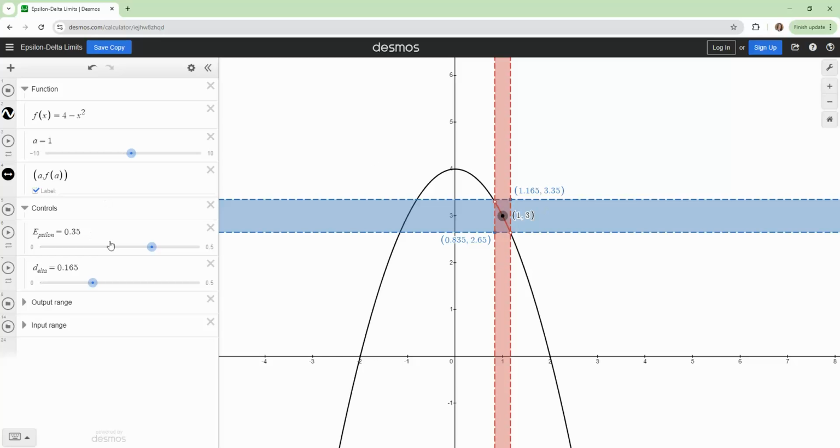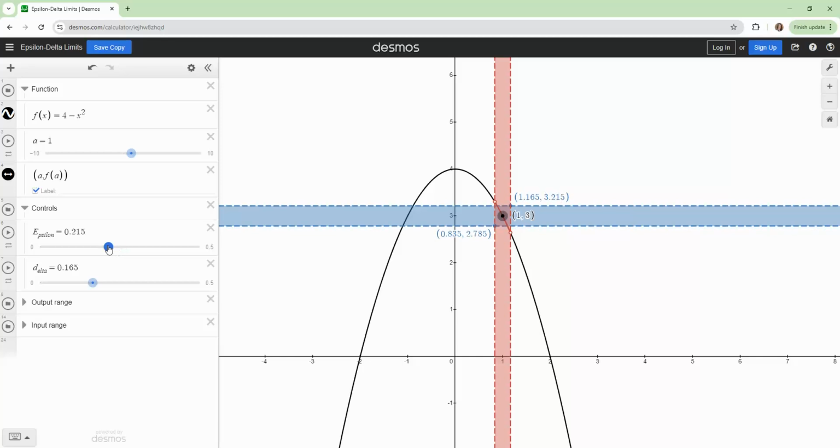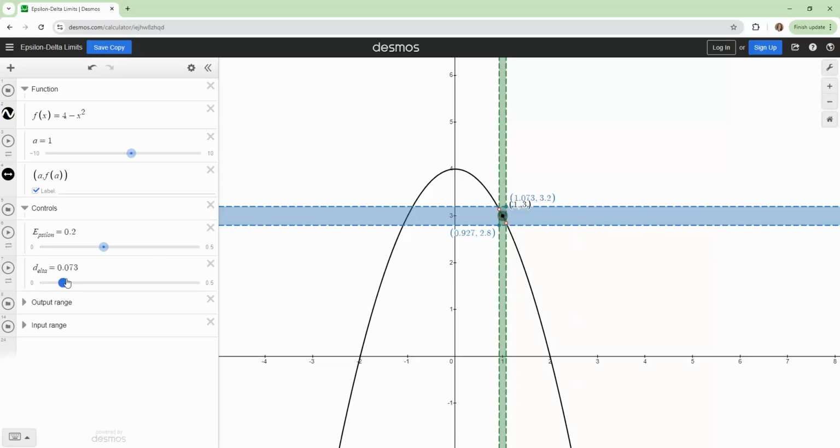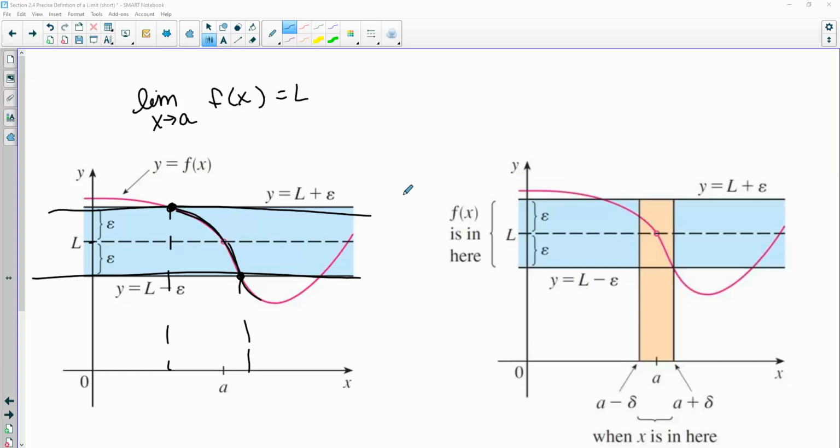So if I make my epsilon smaller, I want to be even more accurate. So I have a smaller window. What's going to happen to my window of x's? It's got to get smaller. Okay, so then all of a sudden now I'm in the good range. So I have found if I pick x's in between these two numbers, my y will fall in between these two numbers. So that's what epsilon delta, the actual definition, means.